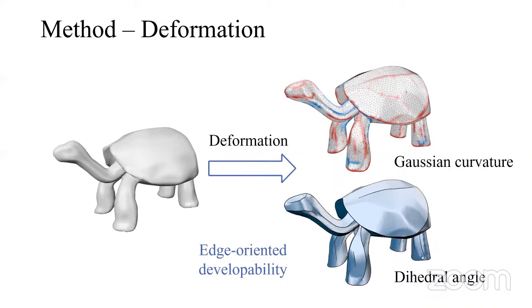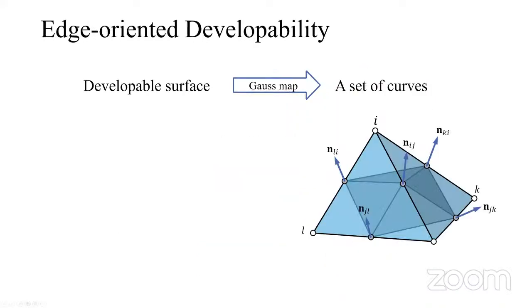For the deformation process, this video shows the deformation process. Central to the deformation process is a new edge-oriented notion of discrete developability. On the Gauss map, a developable surface degenerates to a set of curves. And this degeneracy condition can be moved from the continuous Gauss map to the discrete normals. So we use these properties to define our edge-oriented developability.